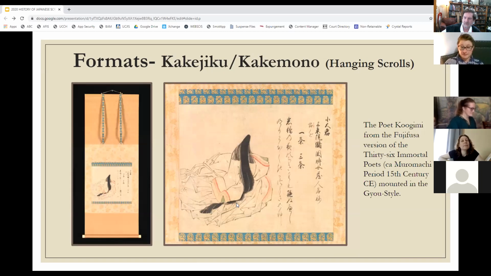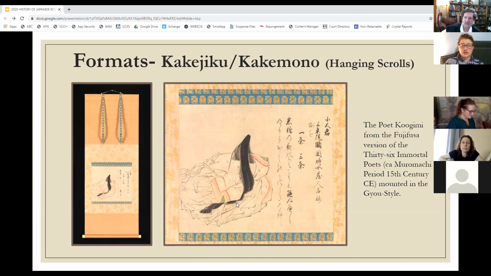because I'm a jerk. So this is another version of an emakimono that was cut or taken and reused. This is the poet Kuugimi from the Fujifusa version of the 36 Immortal Poets.